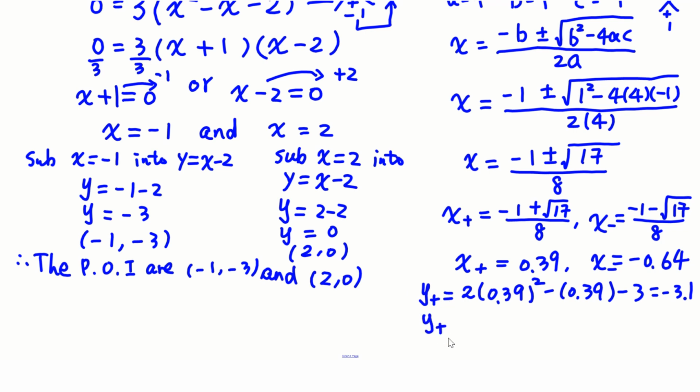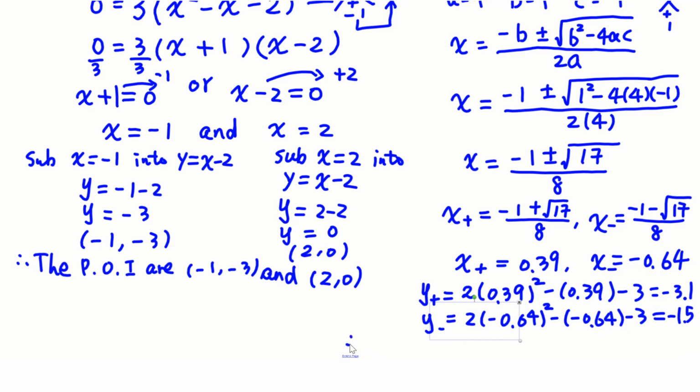Then for x minus, sub in the negative 0.64 to find the other y. So 2 times negative 0.64 squared, minus negative 0.64, then minus 3. Get your calculator out, you will find it's approximately negative 1.5.